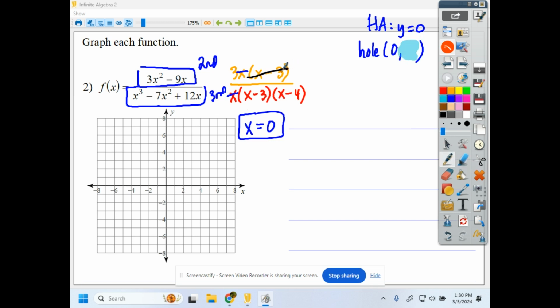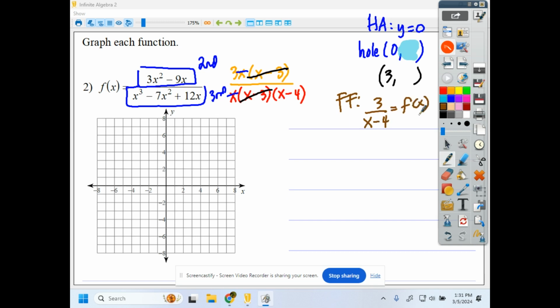Then we're going to cancel this also here because they're the same. So we know we have another hole, x minus 3 equals 0. So add 3 on both sides, x equals 3. So this is (3, blank). Okay. So what's left with us, we call it FF or factored form, will be 3 over x minus 4. That is the function that's going to be left for us because the x and the x minus 3 were canceled.